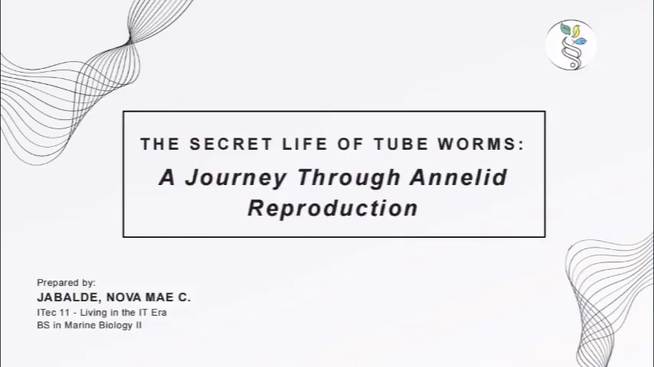I'm going to report about the secret life of tube worms, a journey through annelid reproduction. Marine invertebrates called tube worms are classified as Polychaeta, which is Greek for many hairs. These organisms can be found in a variety of marine habitats, including shallow seas, cold seeps, and hydrothermal vents. The peculiar life cycle and reproduction of tube worms are some of their most intriguing features. I will go into great detail about a tube worm's life cycle and reproduction in this presentation.